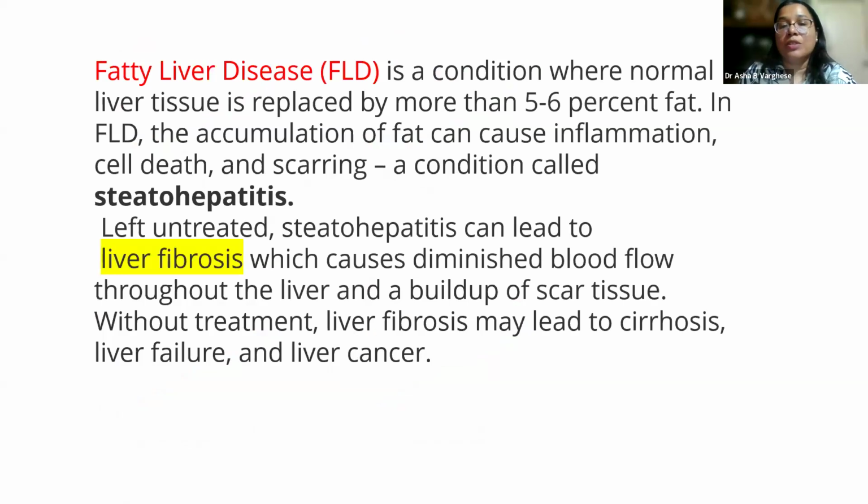Before liver cirrhosis, we will look at what is fatty liver, FLD, which is very common nowadays. Fatty liver disease is a condition where normal liver tissue is replaced by more than 5 to 6% of fat. In FLD, the accumulation of fat can cause inflammation, cell death, and scarring, a condition called steatohepatitis. So here there is accumulation of fat. Everybody knows this part of it.